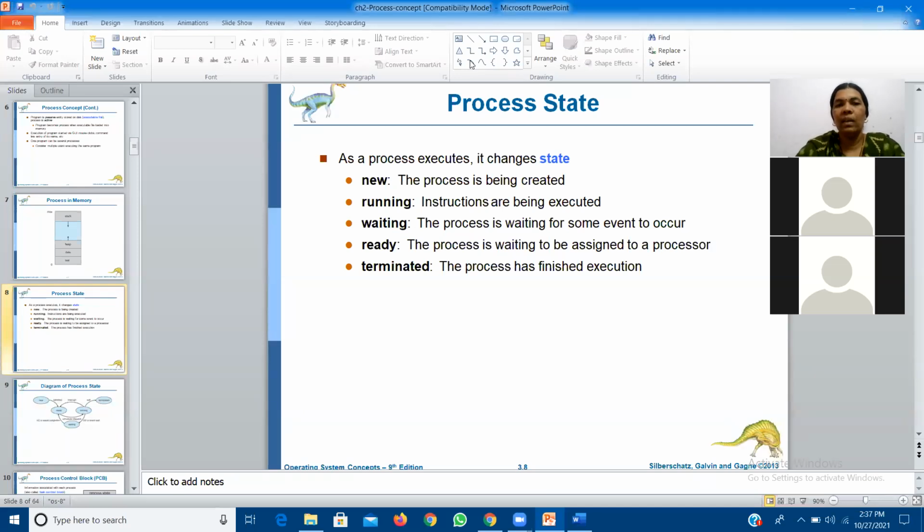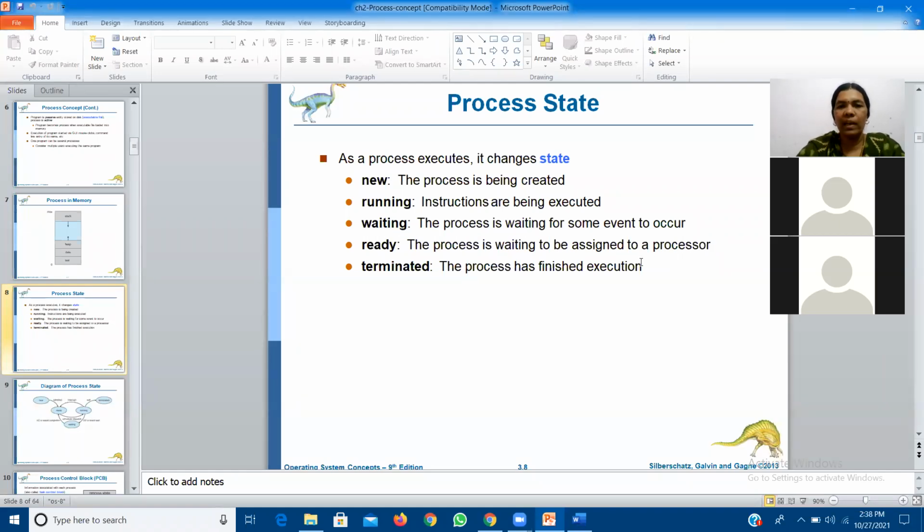It is also defined as the lifetime of a process divided into a number of stages, and each stage is called a state. In an operating system, a process has five states, generally applicable to each and every operating system. First is new, that is, the process is being created. Second, running, where instructions are being executed. Waiting, where the process is waiting for some event to occur, mostly an input output event. Ready, where the process is waiting to be assigned to a processor.